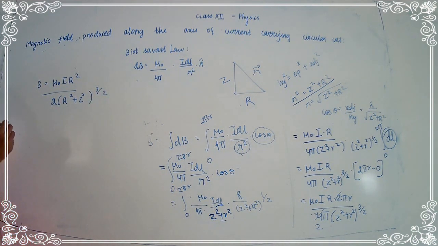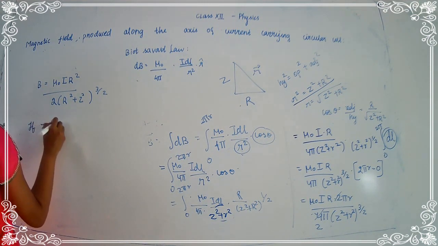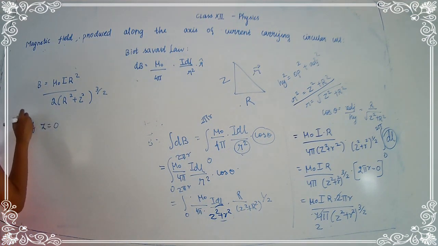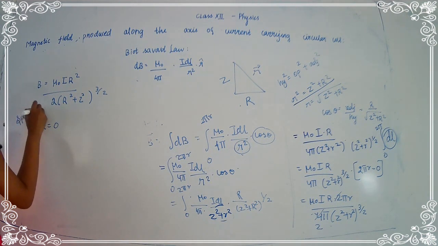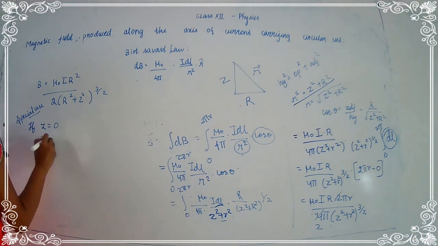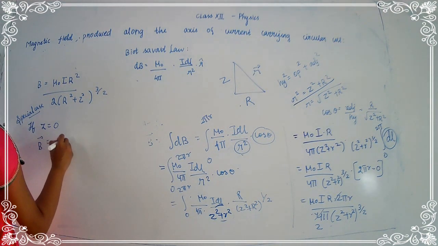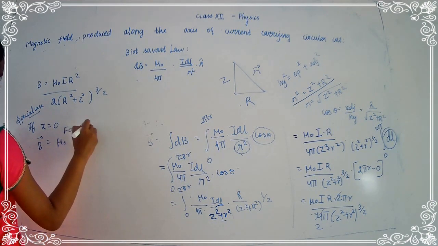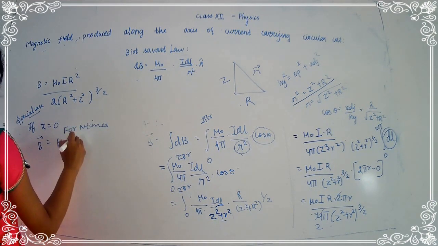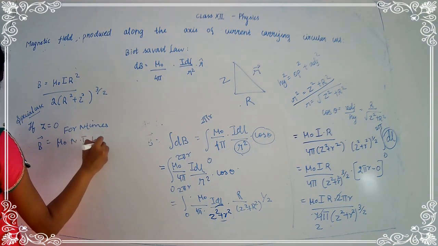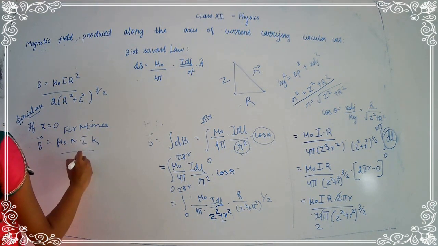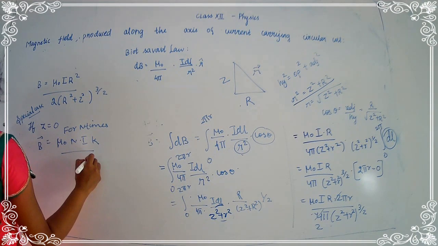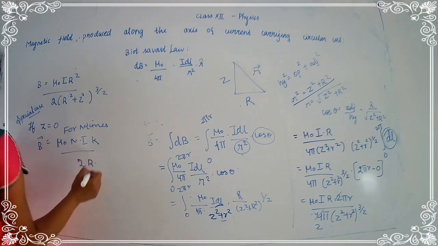In the special case, if z is equal to 0, then what happens? B vector is equal to mu naught n times, so for n times it becomes n into I into k by 2r. That's all, okay children.